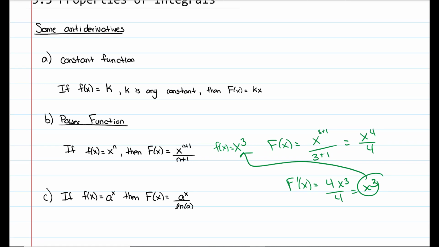If f of x equals a to the power of x, this is where the variable is in the power, then the antiderivative is the same function divided by ln of a. These are just some basic functions that you're just going to have to memorize.